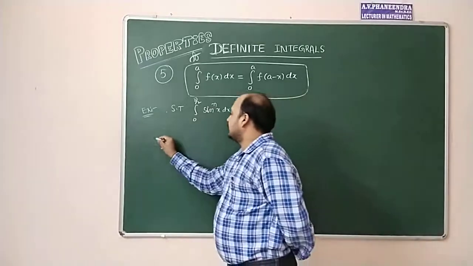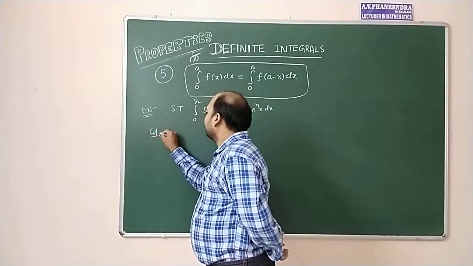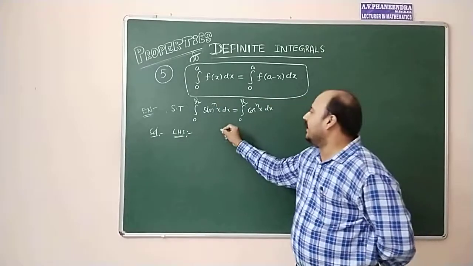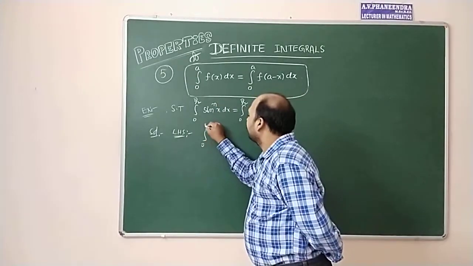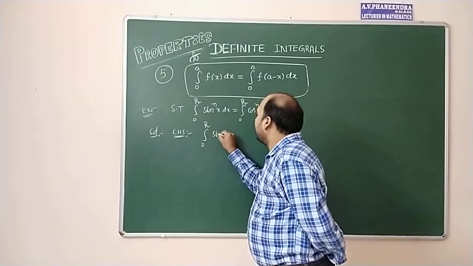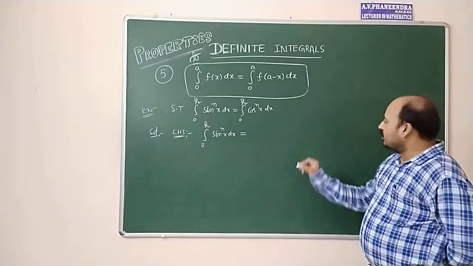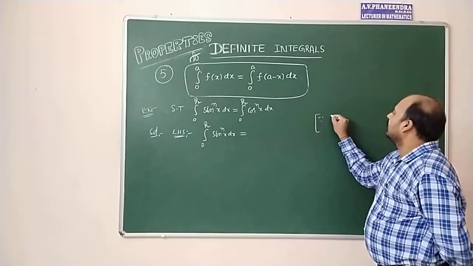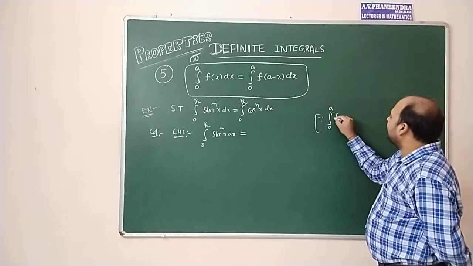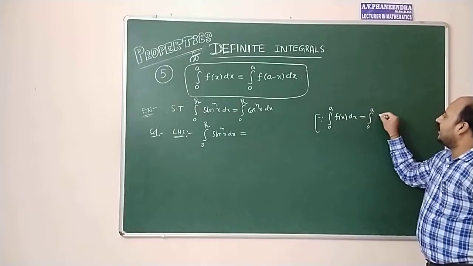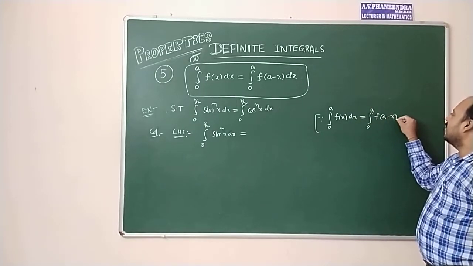Now consider the LHS. What is the LHS in this? Integral 0 to pi by 2 sine power n x dx. By using the property, integral 0 to a f of x dx can be written as integral 0 to a f of (a minus x) dx only, no?